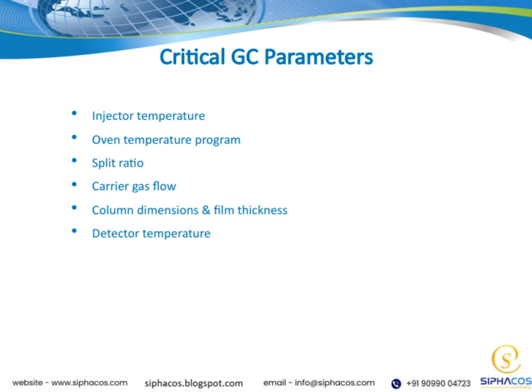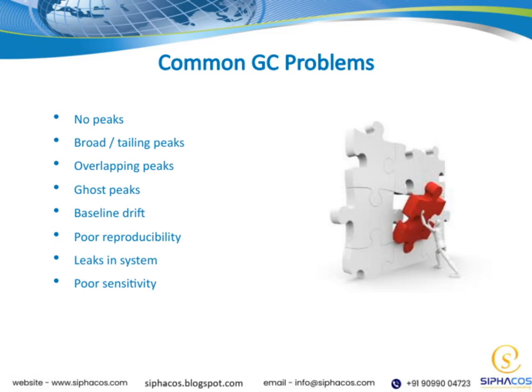All these parameters, collectively called the critical GC parameters, are interconnected. Fine-tuning them helps us achieve accurate, reproducible results and ultimately supports our goal of robust analysis. Remember, understanding and controlling these settings is fundamental to mastering gas chromatography. Let's talk about some common GC problems that can affect your results.